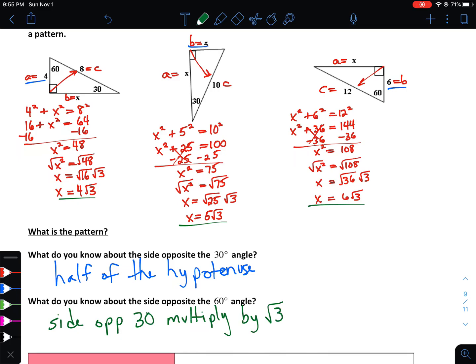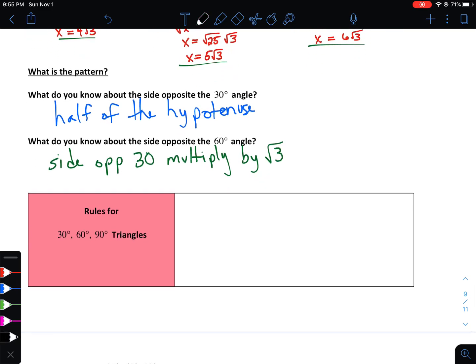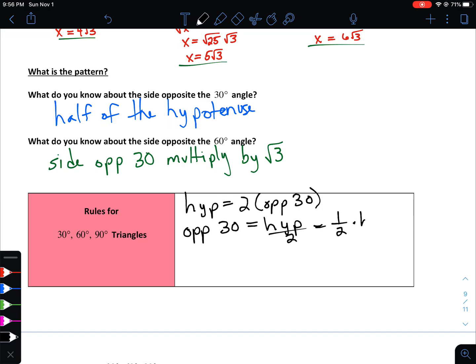So let's write those out as our rules for our 30, 60, 90 triangles. For the hypotenuse, we're going to say that that is double our side, which is opposite 30. So if you take the side that's opposite your 30-degree angle, multiply that by 2, that's going to be your hypotenuse. Flip that around, and we can also say that our side, which is opposite the 30, is our hypotenuse divided by 2, or multiplied by 1/2 would be another way to think about that.